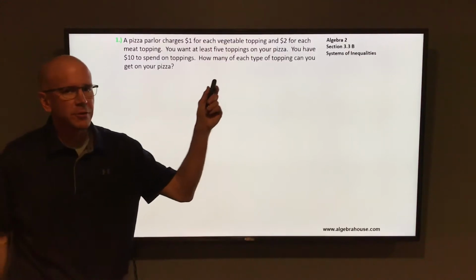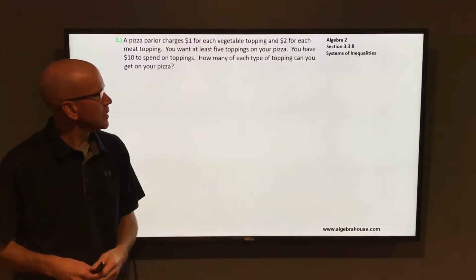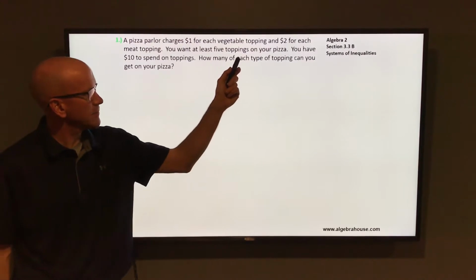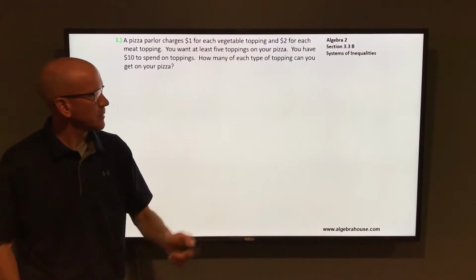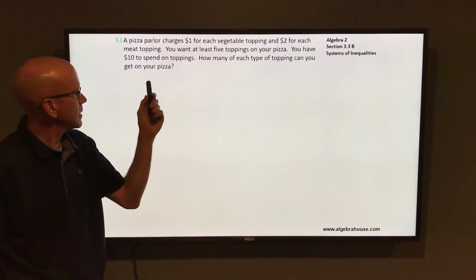A pizza parlor charges $1 for each vegetable topping and $2 for each meat topping. You want at least 5 toppings on your pizza. You have $10 to spend on toppings. How many of each type of topping can you get on your pizza?